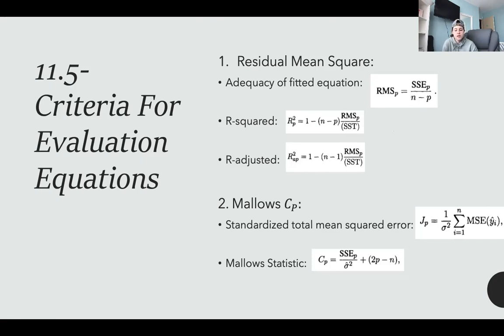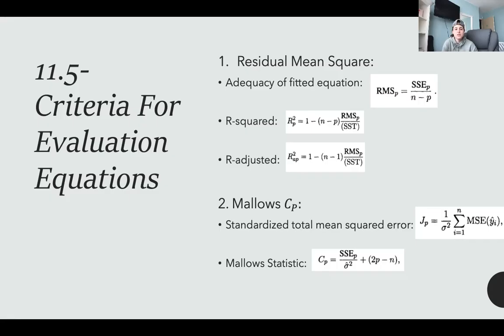The next equation or statistic that we found here is going to talk about our Mallow's C sub p. The standardized total mean squared error of prediction is denoted by J sub p, and we're going to find that by 1 over sigma squared times the summation of i equals 1 to n of the MSE of our y sub i hats. So the MSE of y sub i hat is the mean squared error of i, our predicted value from a p-term equation.